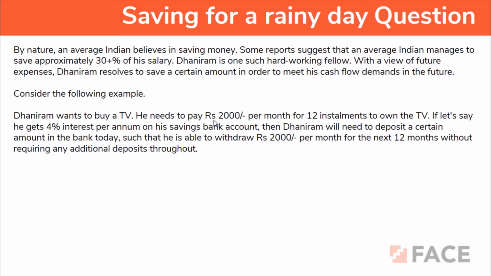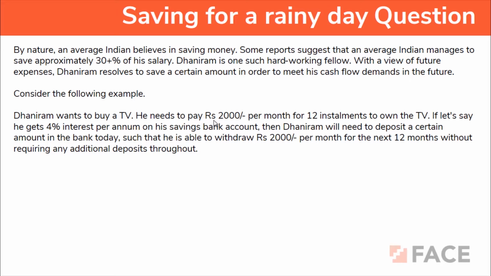Let's say for example the bank is ready to add 4% per annum to his savings bank account. That would be 80 rupees if his deposit amount is 2,000. So assume Dhaniram is depositing 2,000 in his savings account, and the bank is agreeing to add 4% rate of interest to the amount deposited. Then that would be 4% of 2,000, which is equal to 80 rupees. So by the end of the year, he would be able to withdraw 2,080 from the account.